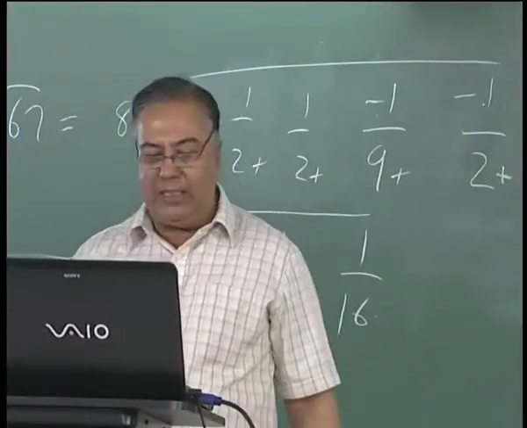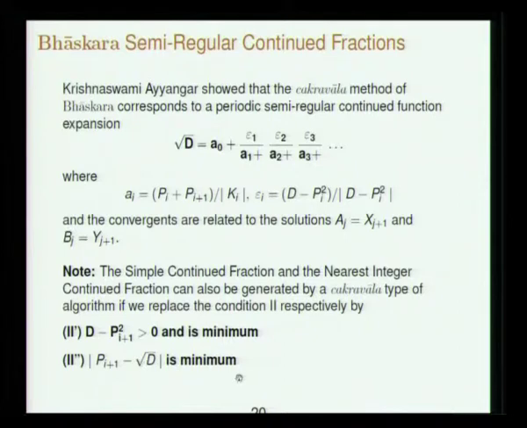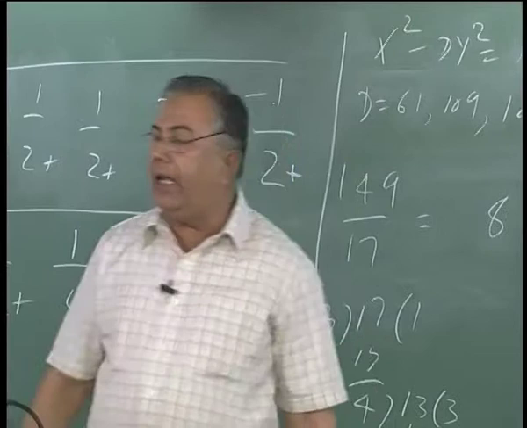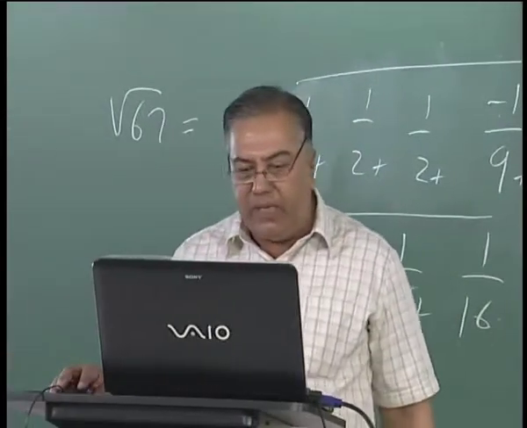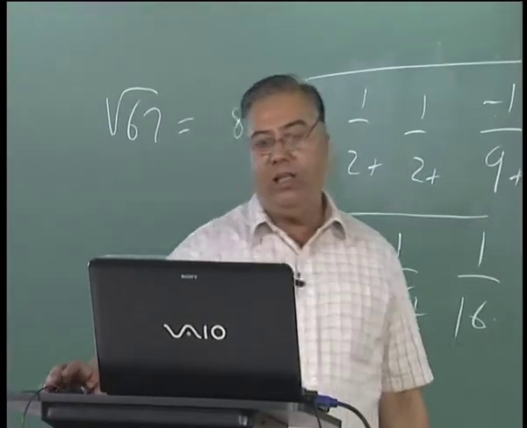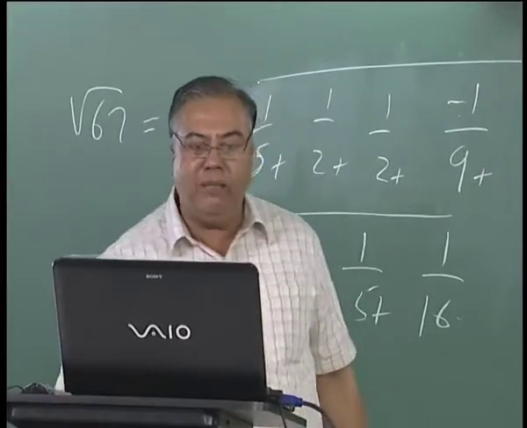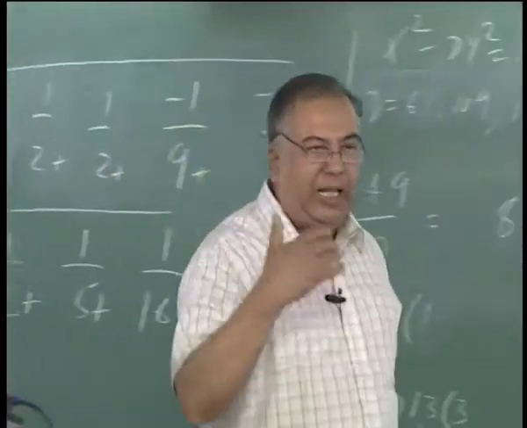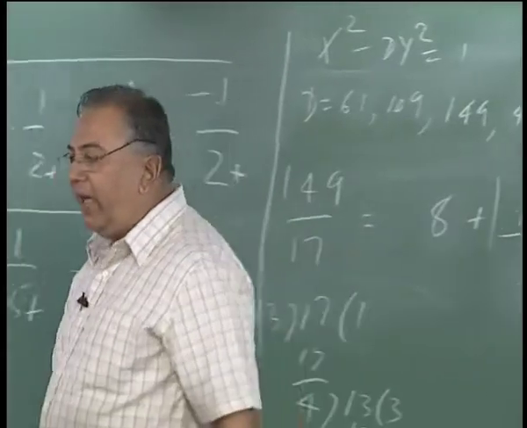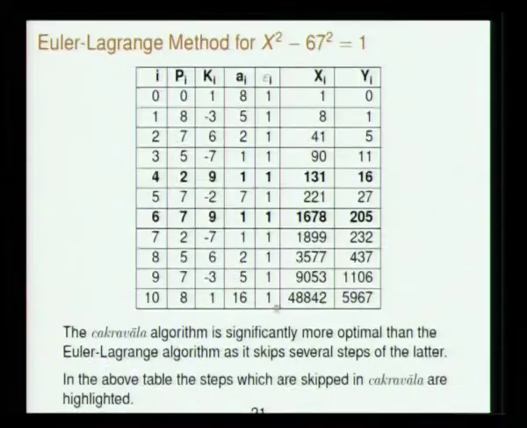And if you change it to another condition, p plus 1 minus root d is minimum, you obtain what is called the nearest integer continued fraction. We will see it later in the context of Narayana, maybe if we have time. So now I am doing the Chakravala algorithm to reproduce the Euler-Lagrange method. So where is it differing? To see where it is differing, these two rows which are highlighted, those two rows are skipped in Chakravala. So how do we see that?